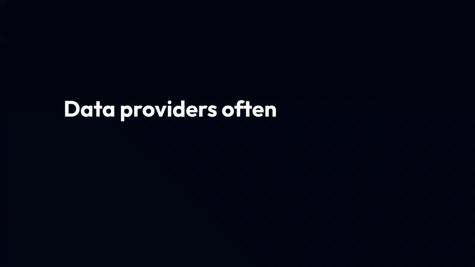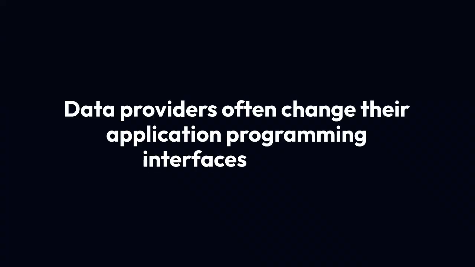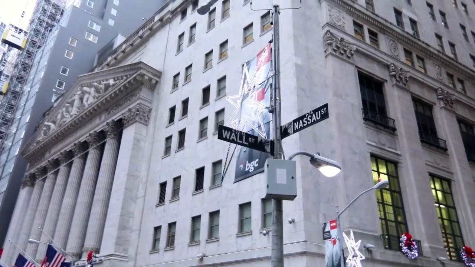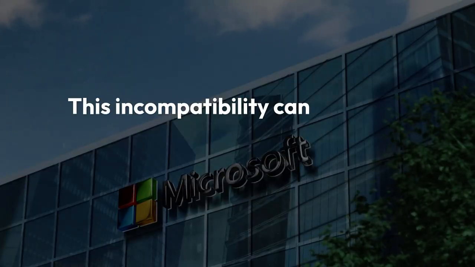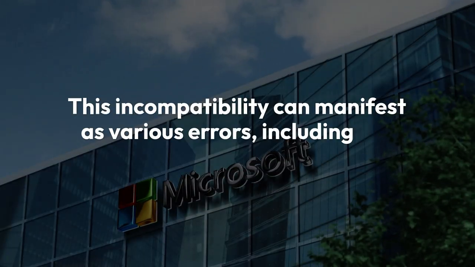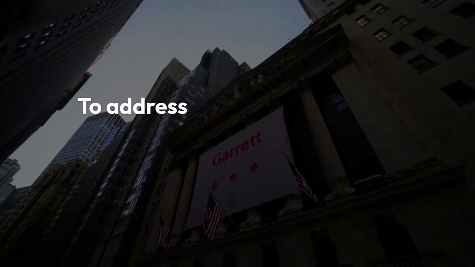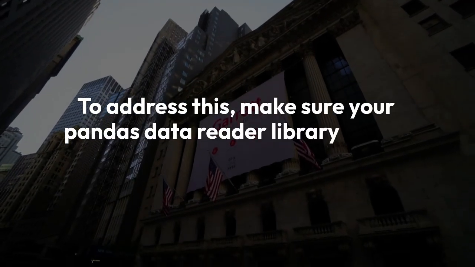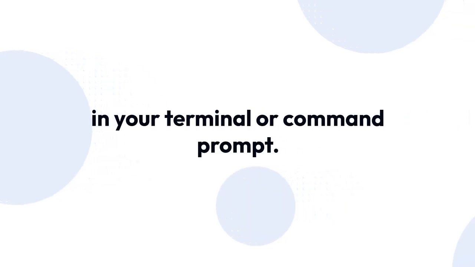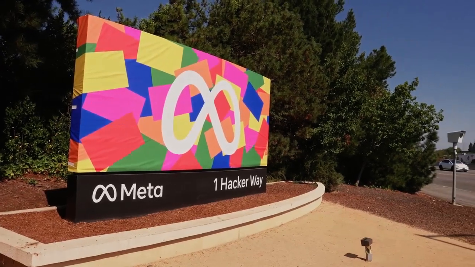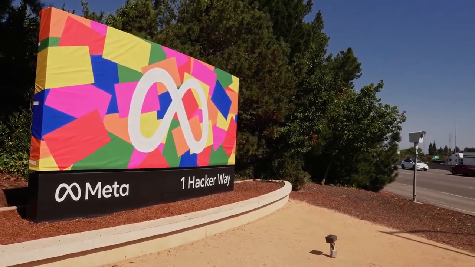Data providers often change their application programming interfaces, or APIs. An older version of pandas DataReader might not be compatible with these new API changes. This incompatibility can manifest as various errors, including our TypeError. To address this, make sure your pandas DataReader library is fully up to date. You can easily update it using pip by running pip install --upgrade pandas-datareader in your terminal or command prompt. Keeping your libraries updated is a good practice and can resolve many unexpected issues.